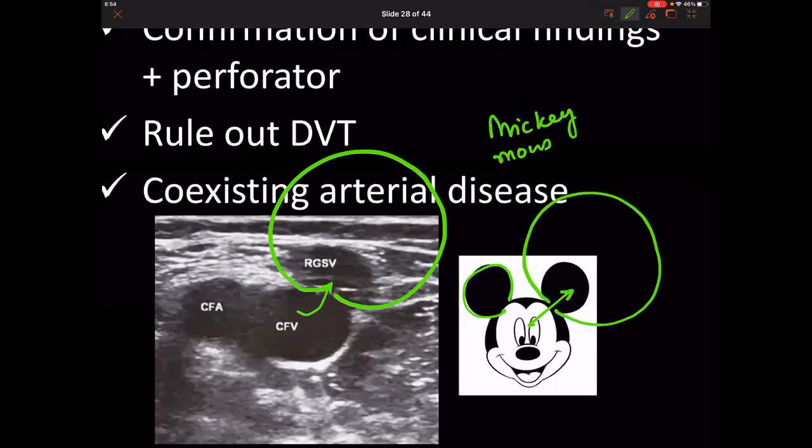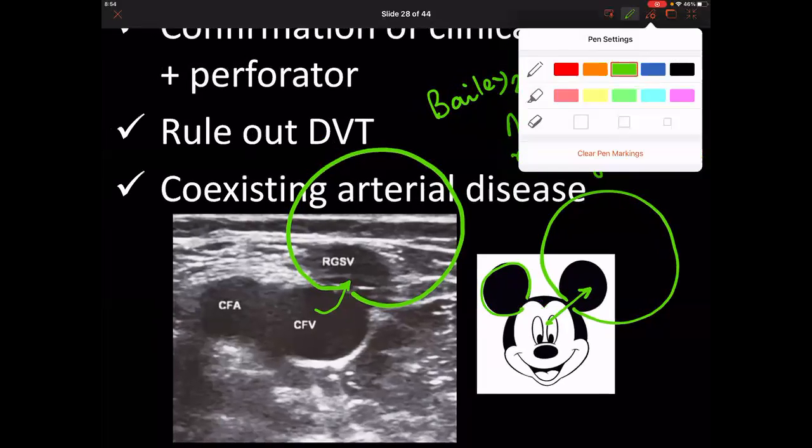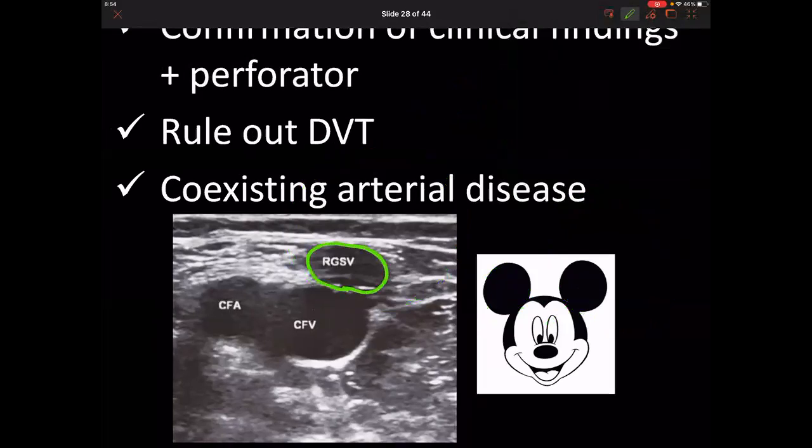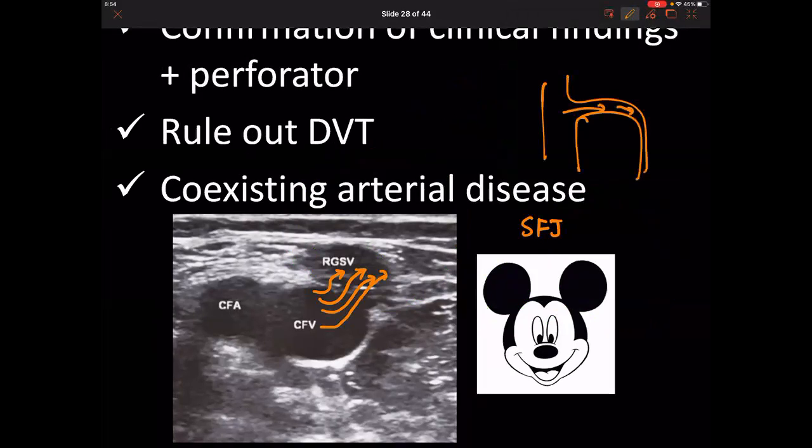Could I make you understand this part? This is from Bailey Love, 27th edition. What is this structure? The great saphenous vein. Where does the great saphenous vein normally drain into? The femoral vein. In a case of a varicose vein, what is the abnormality? If there is an incompetent SFJ, blood goes from the femoral vein into the saphenous vein. That means if this is the picture, blood goes like this.